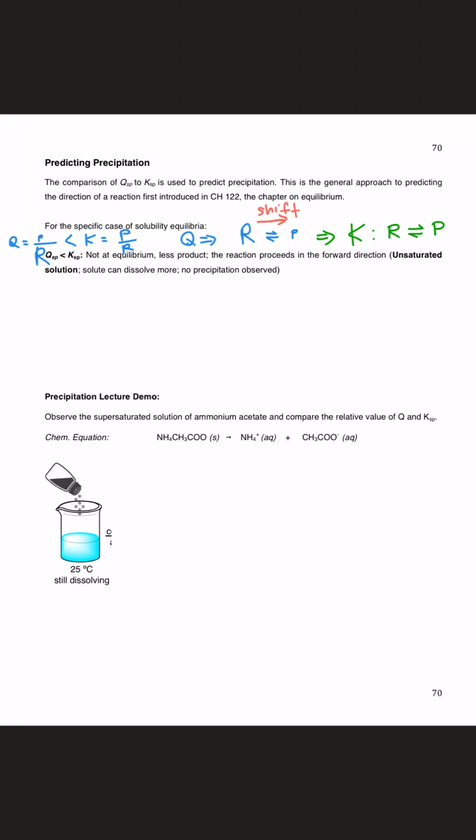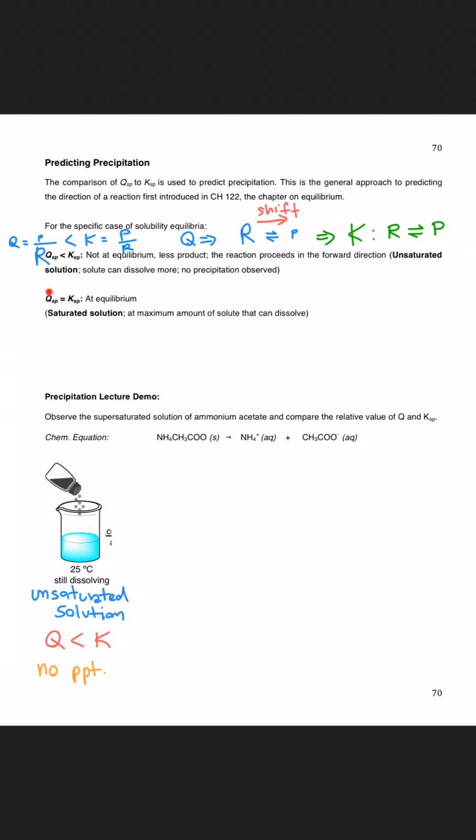For example, if you have the ionic compound ammonium acetate that can dissolve in water to dissociate into ammonium ion and acetate ion, the point when you dissolve this ionic compound into water and it is still able to dissolve, at this point we call it an unsaturated solution, and this is when Q is less than K. We will not observe solid left, or we will not observe precipitate.